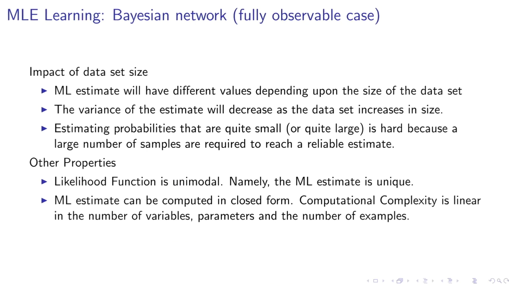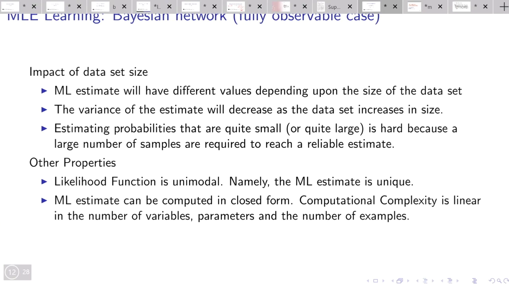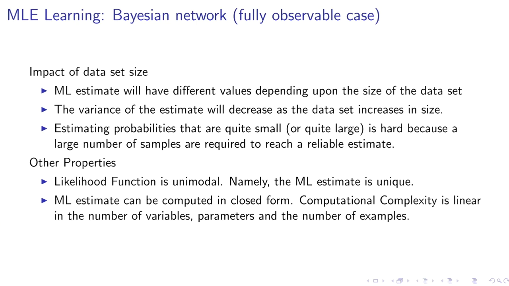So here are some final points that I want to make on MLE learning in Bayesian networks. The first is, what is the impact of data size? We did not talk about data size at all. We just assumed that the data is given to us. But as you can imagine, if I give you 2 data sets and one data set is larger than the other, then you are always going to be more confident about the estimates computed from the larger data set than the smaller data set.